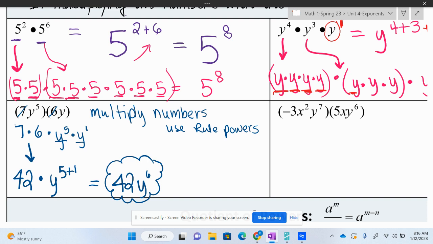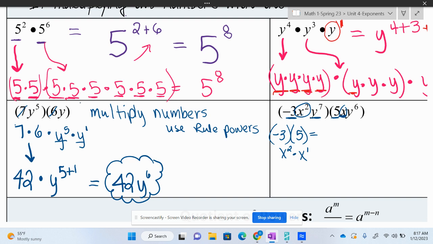All right, let's look at that next one because it's just getting a little bit harder. So we know that we need to multiply the numbers first, right? So I'm going to take -3 and multiply it by 5. That's the first thing I'm going to do. And then my bases are the same. I'm going to take x squared times x to the what power? This is to the first power. This x is all by itself. So x to the second times x to the first.